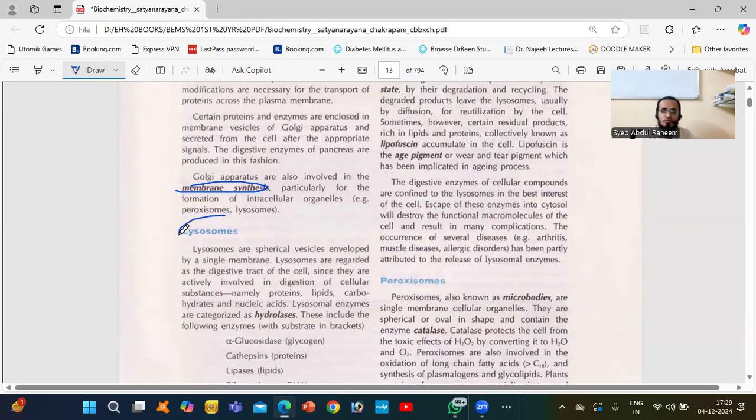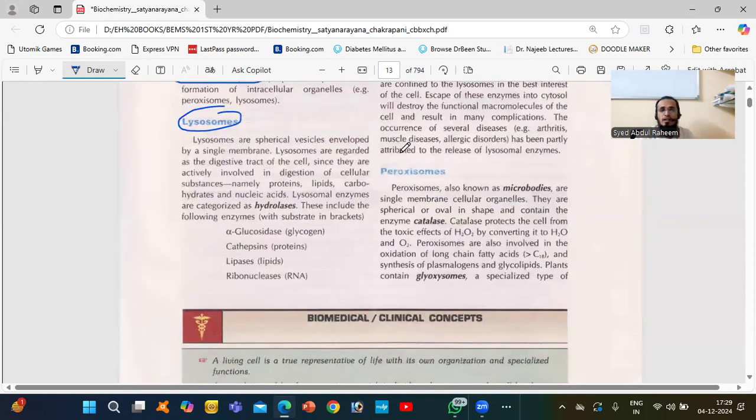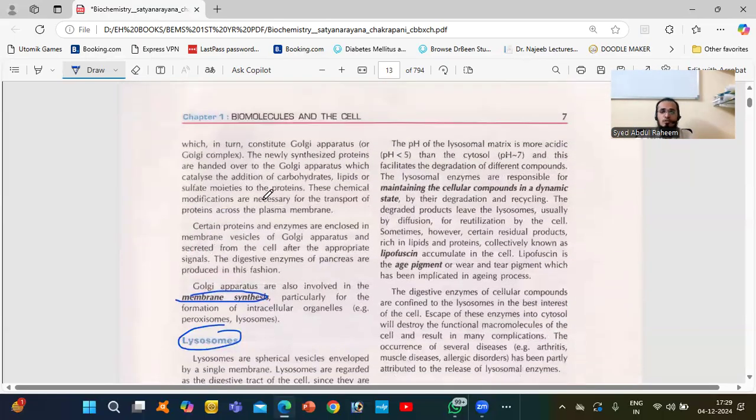Next we have lysosome. What will lysosome do? Lysosomes are nothing but, whatever debris is there, whatever dead cells are there, it will digest those things, like proteins, lipids, carbohydrates, nucleic acids, whatever extra things which are not helpful for the cell. It will digest those things and bring them into a new form. This is the function of lysosome.